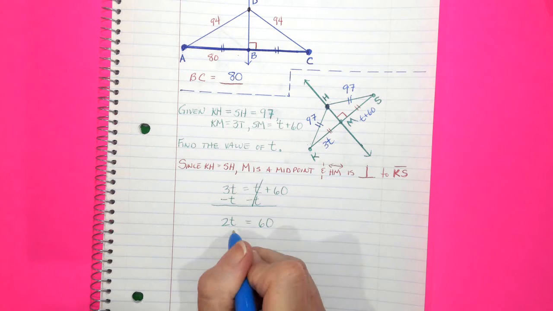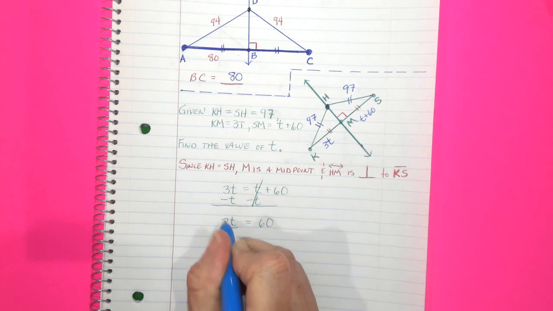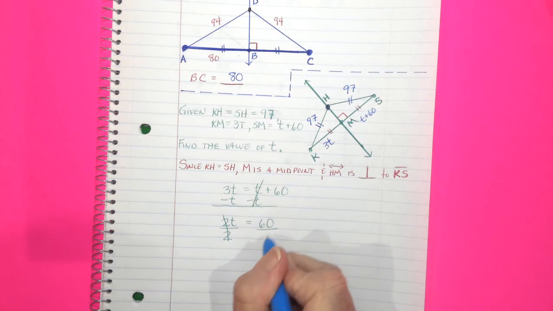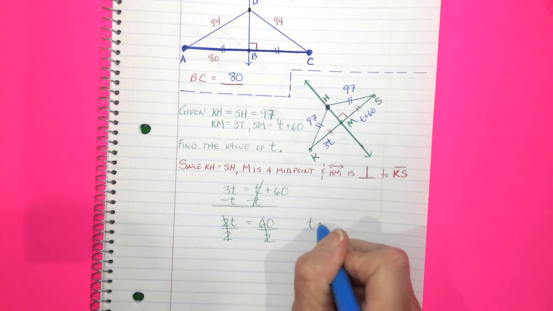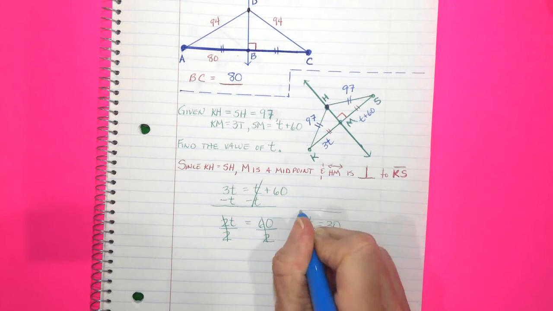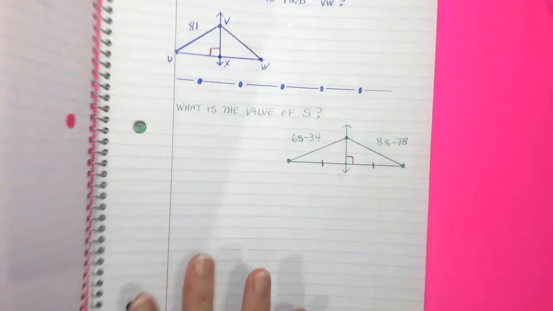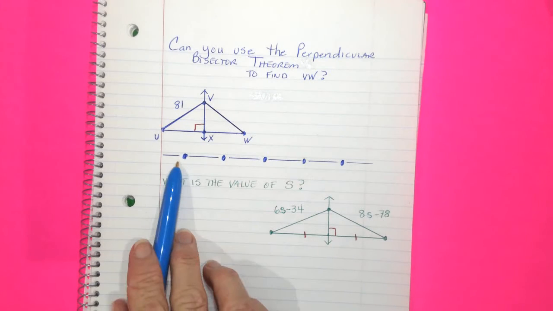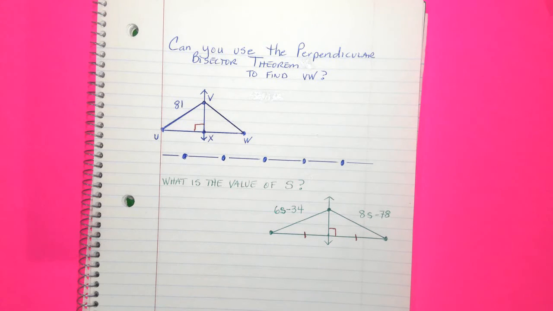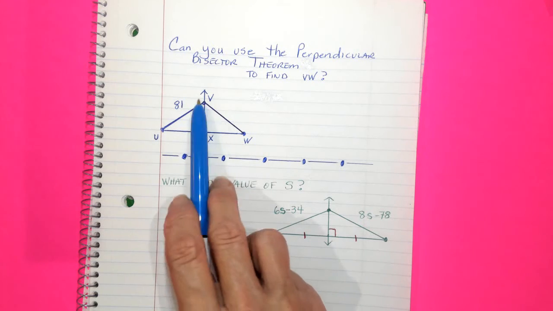They want to know what t is. I need it by itself, so the opposite of multiplying by 2 is dividing by 2, and it cancels. What I do to one side of the equal sign, I do to the other, and I end up with t equals 30. If you understand, feel free to move on, but if you want more examples, I have a couple more set up. This question says, can you use the perpendicular bisector theorem to find VW?